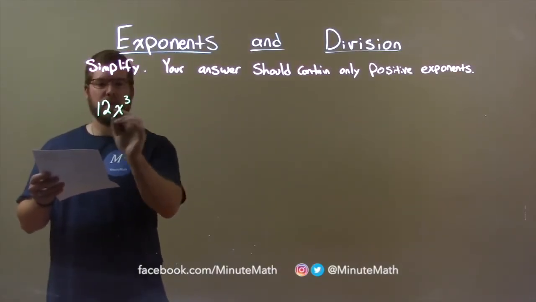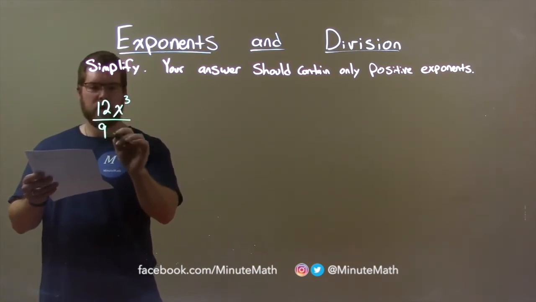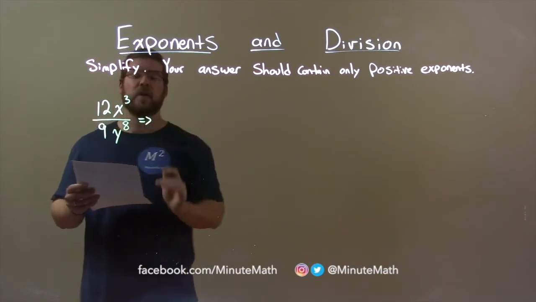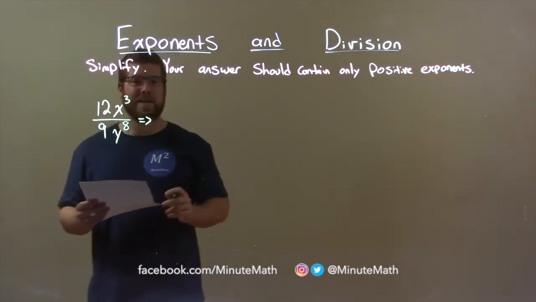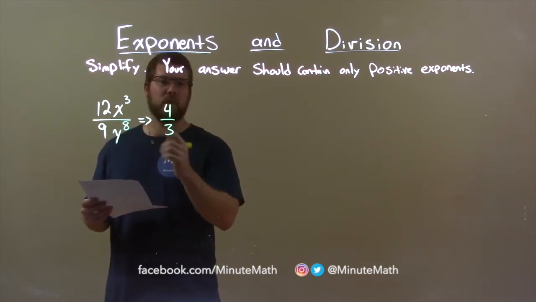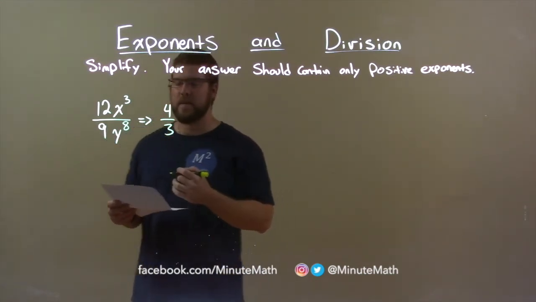12x to the third power over 9y to the 8th power. Let's first look at the coefficients. 12 divided by 9 can be simplified to be 4 over 3. We can divide both numbers by 3 to get that.